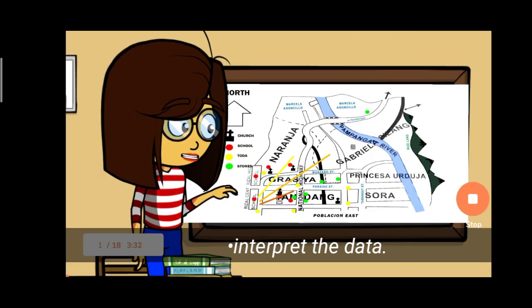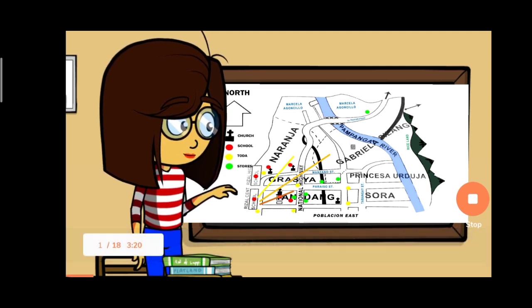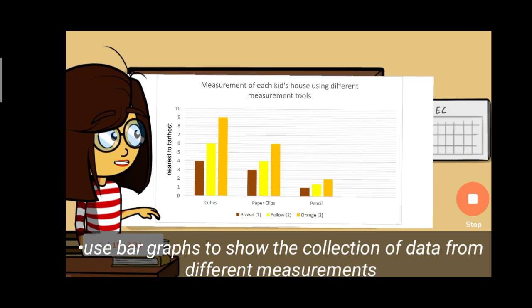As you can see here, these are the measurements that my students have made, which are represented by different colors. One is represented by yellow, one is orange, and one is brown. For an extension, you could make class bar graphs showing the data for each measuring tool.